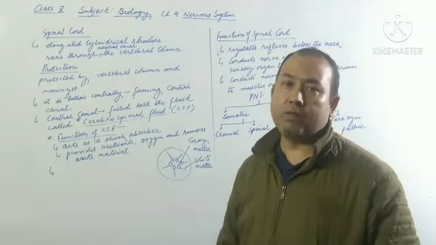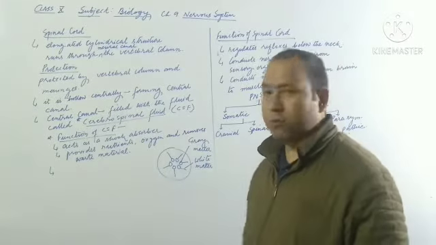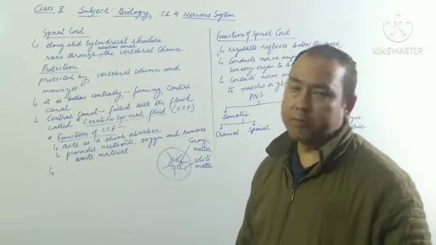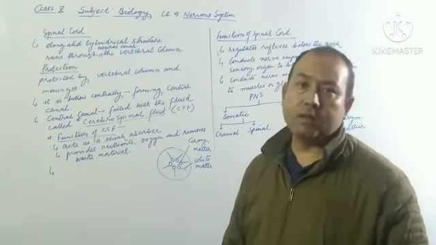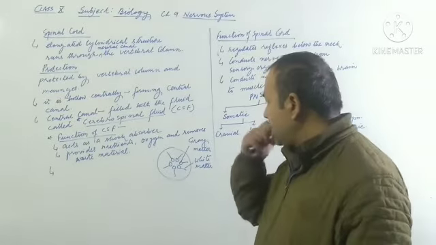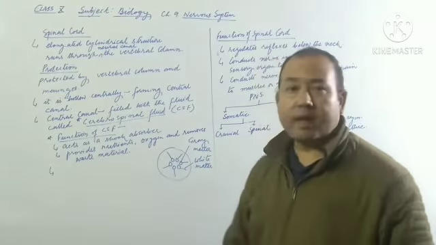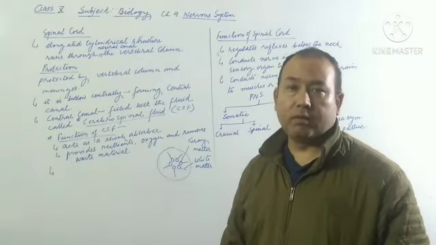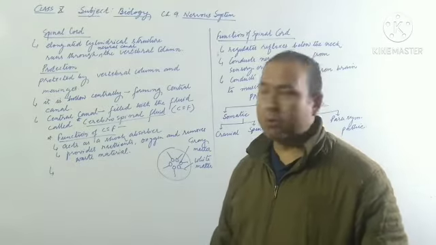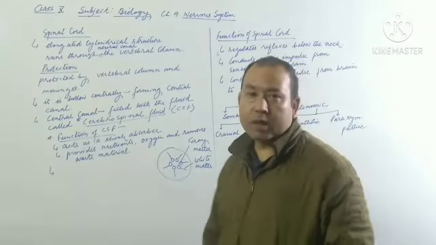Now comes the function of CSF fluid. There are two main functions of CSF fluid. The first one is it acts as a shock absorber. The second one is it provides nutrition. At the same time it also provides oxygen, and it helps in removing the waste material from the nerve cells of the brain and spinal cord. So these are the functions.